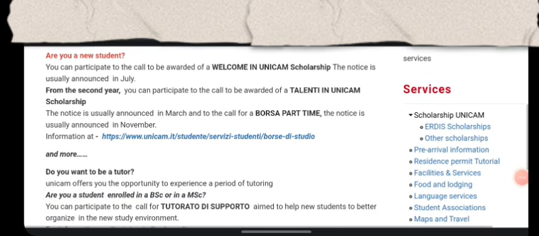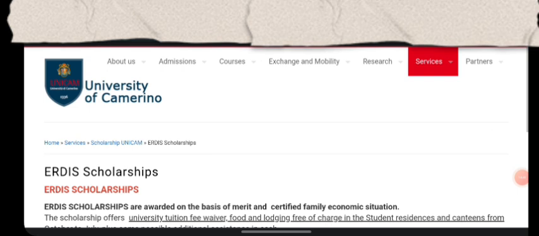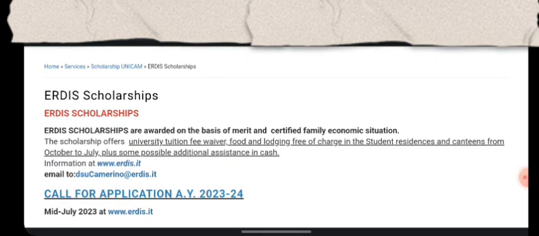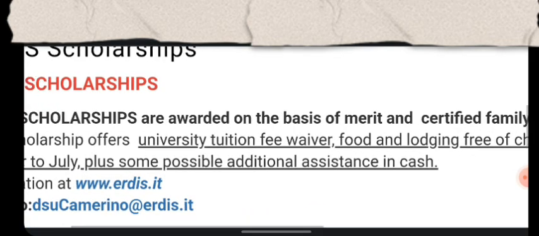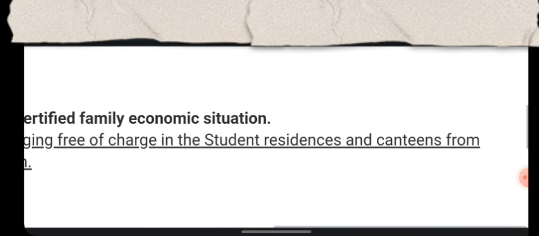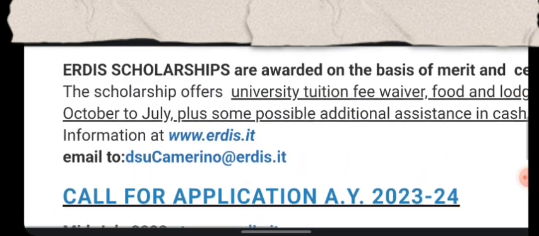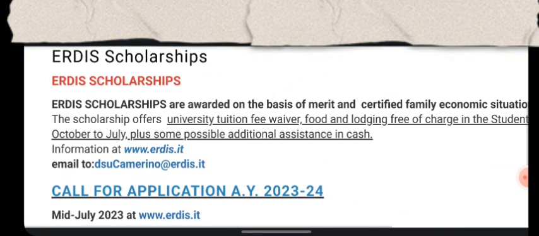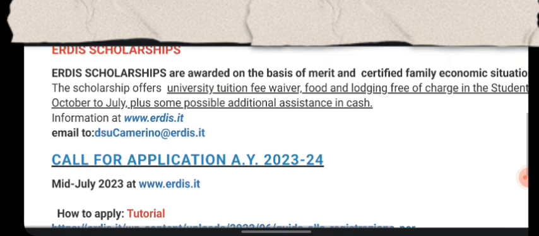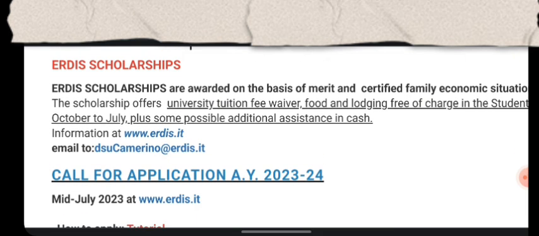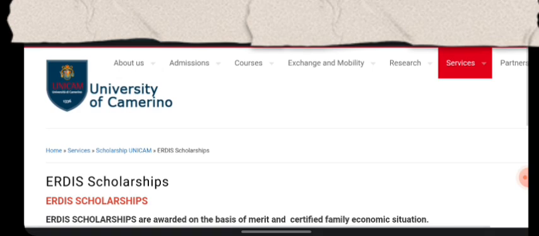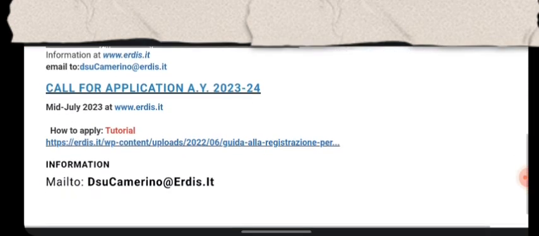If we click on this EDiSU scholarship right now, you're going to see that it's actually a university tuition fee waiver, food and lodging free of charge in the student residence and canteen from October to July, plus some possible additional assistance in cash. As you can see, you are also eligible to participate in this one. There are different scholarships available on this particular university website, so you want to make sure you check proper information before you start your application.